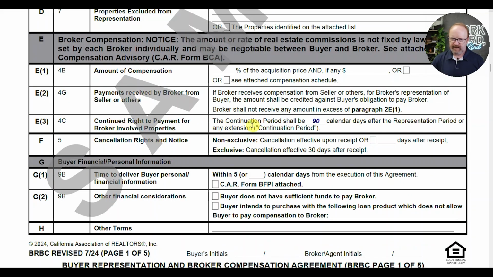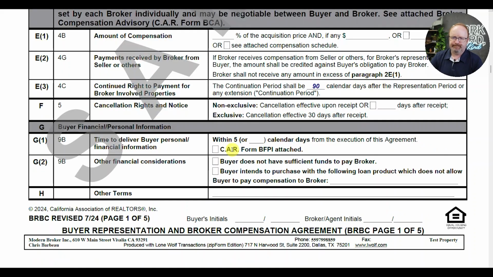So you can also write in a continuation period. So I put in 90 calendar days. So after the representation period ends, there's a 90-day period where if that buyer decides to buy a property after this agreement expires, and you were involved in showing them that property, you're basically owed a commission.